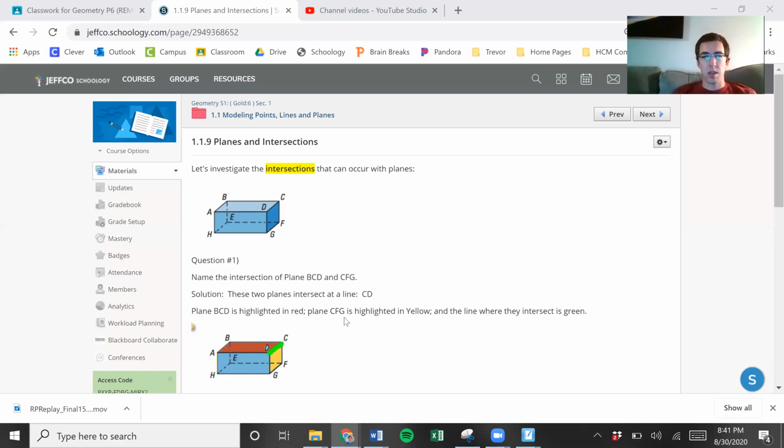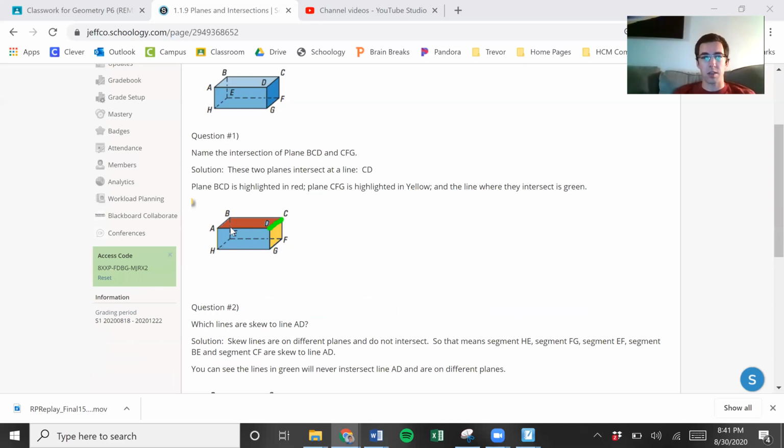Here's a visualization of that. You've got the top and the side, and they intersect right here at this line CD. Now, this is in Schoology. If you were writing this on a piece of paper, you would put a line on top of it to denote that it's a line segment.